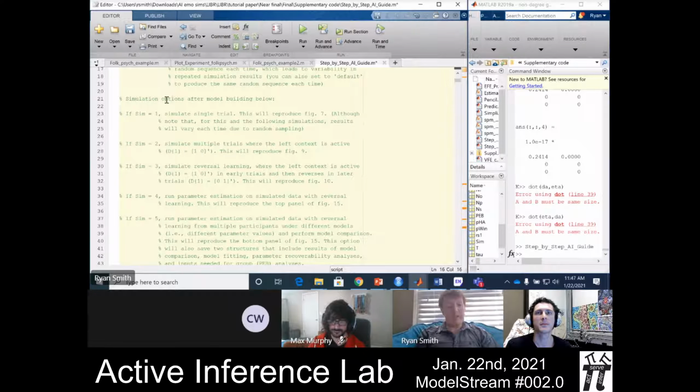So we've provided several different simulation options that we can use after building the model below, which is what I'll walk through.